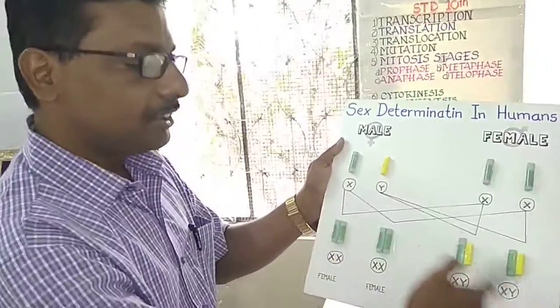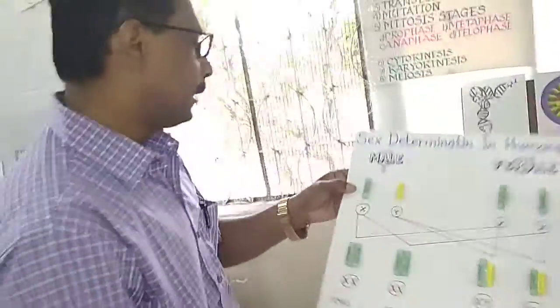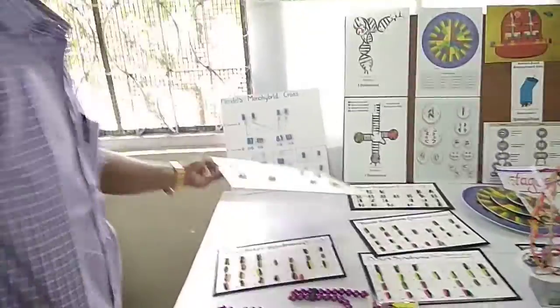So sex determination in humans, this concept can be explained with the help of chalk by the teacher. There is another one.